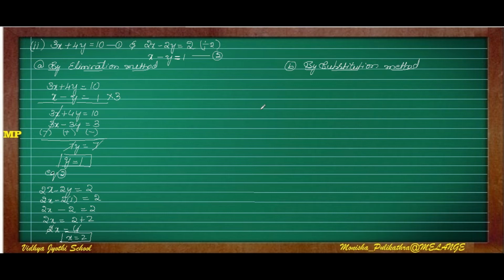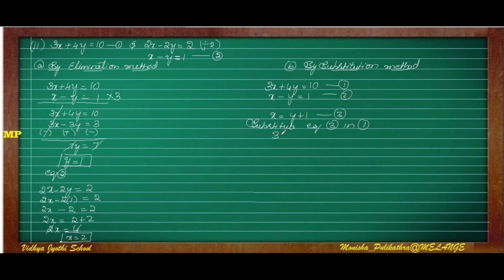In the same way, we have to do it in the substitution method. Here the first equation is 3x plus 4y is equal to 10, and the second equation is x minus y is equal to 1. The second equation I will be interchanging: x is equal to y plus 1, this as third. And I will be substituting the third equation in the first, because I have interchanged the second equation. So substitute equation 3 in 1.